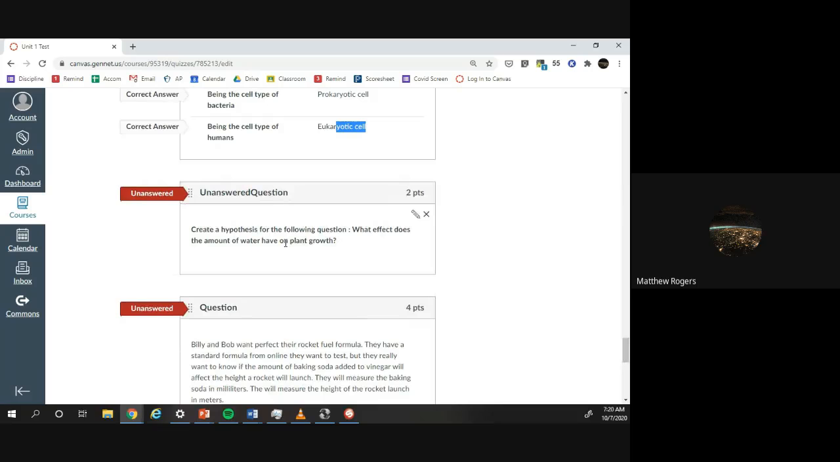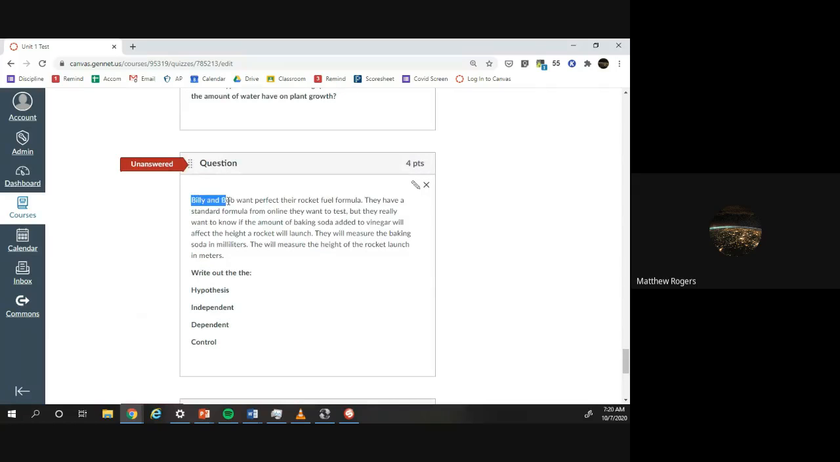Create a hypothesis for the following question. I really didn't care what you wrote down as the actual legit hypothesis. I was looking for the hypothesis structure that we learned in class, and then we practiced on worksheets and other quizzes, and that was if, then, because. So your hypothesis had to have: if this happens, then this happens because of this.